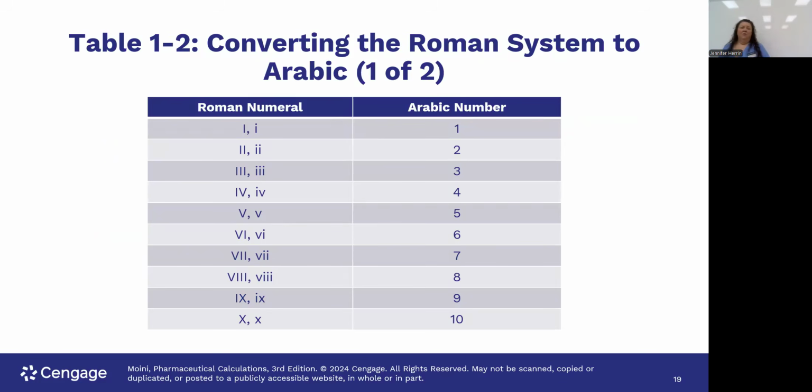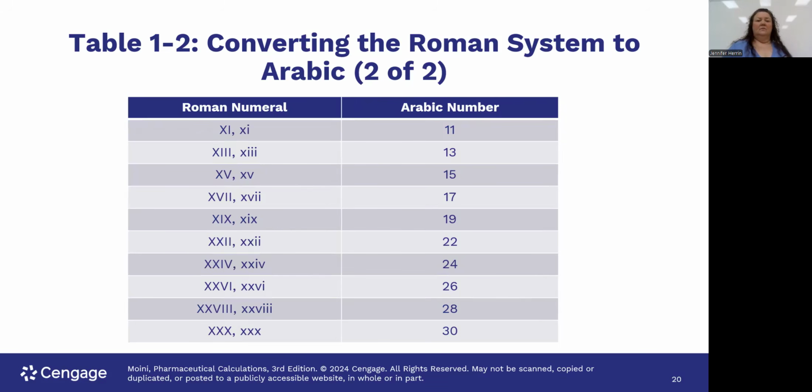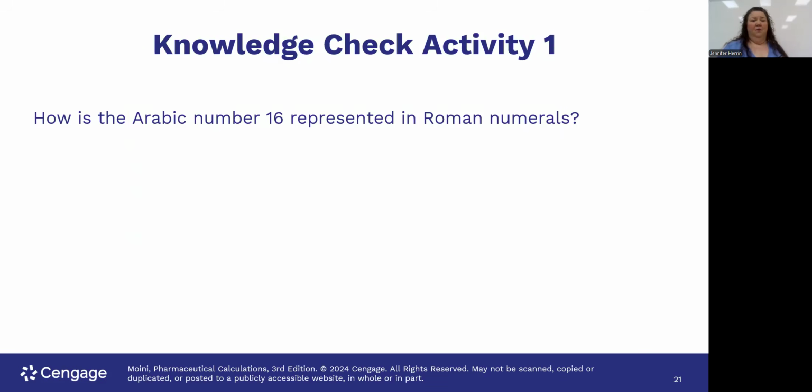So here is another table expressing the converting between the Roman system and the Arabic system. This one is showing you the Roman numeral in both capital and lowercase letters on the left, and the Arabic equivalent listed along the right. And that is a continuation of the same table.